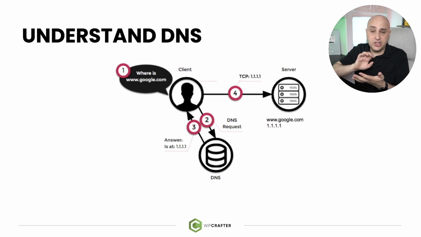instantaneously is your web browser goes to a DNS server and says, "Hey, what is the address to google.com?" The DNS server says, here's this IP address to get there. And then your web browser goes directly to that IP address. And the same thing happens with your website address.